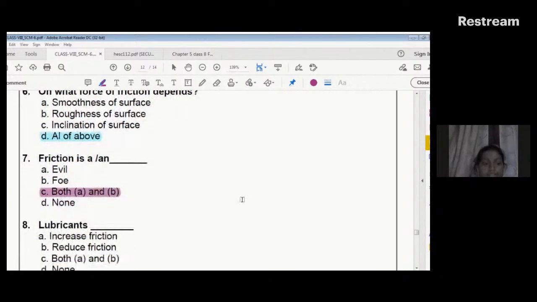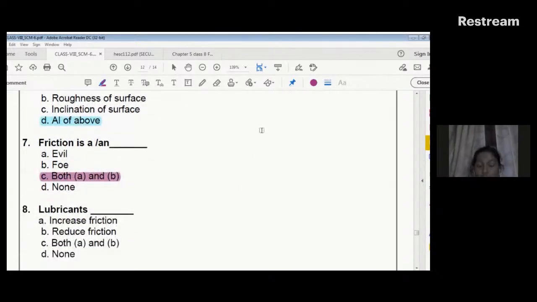Okay. Next comes lubricants. Dash. The first one is increased friction. Number B is reduced friction. Number C is both A and B, means both increased friction and reduced friction, and D none. So the answer for this will be number B, reduced friction.